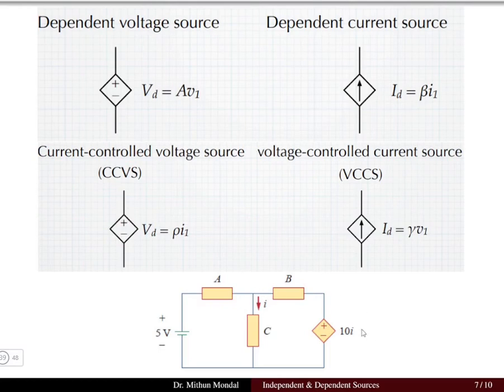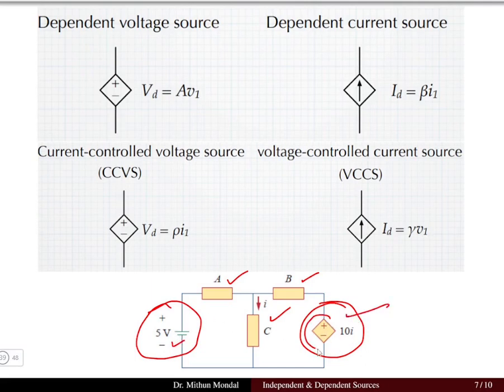In this circuit we can see that there are 2 types of sources. One is 5 volt and another is 10I, and other elements A, B and C might be other types of elements in the network, whether resistor, inductor or capacitor. So sources are of 2 types. The 5 volt source is the independent voltage source, whereas the other type of source, which is represented by a diamond symbol, is a dependent source.